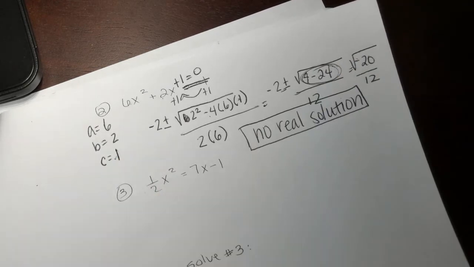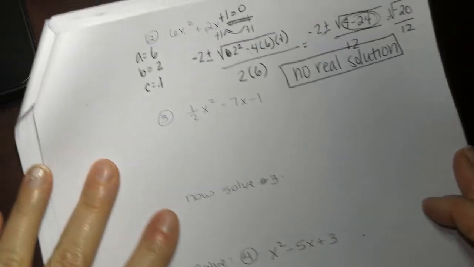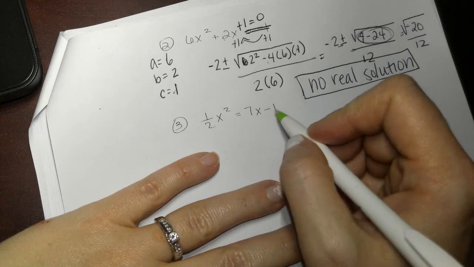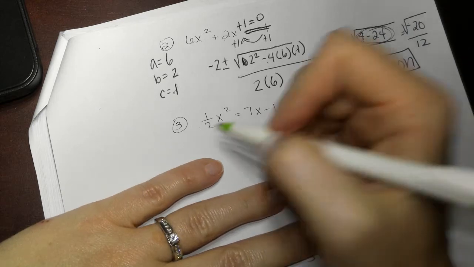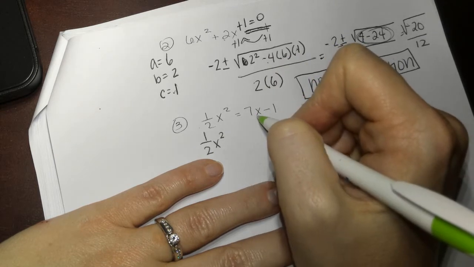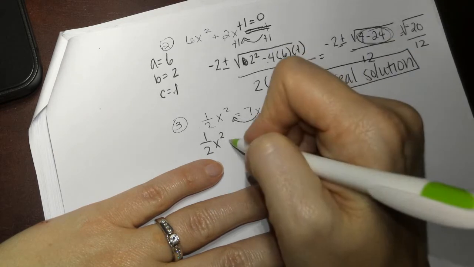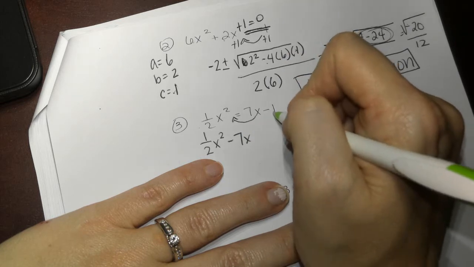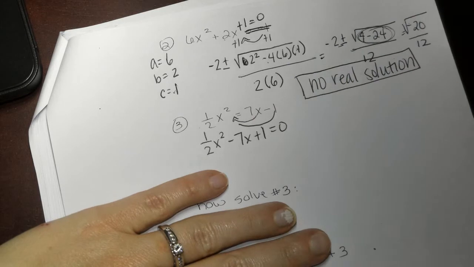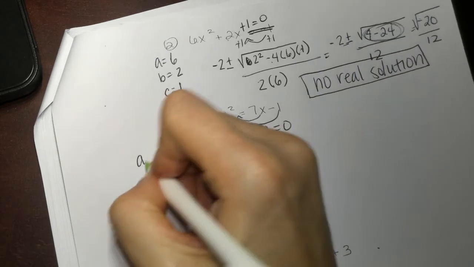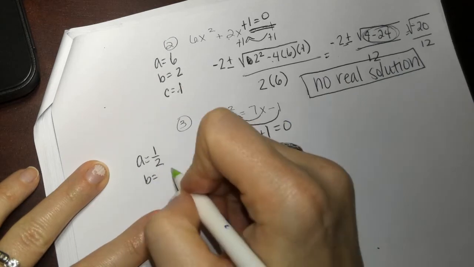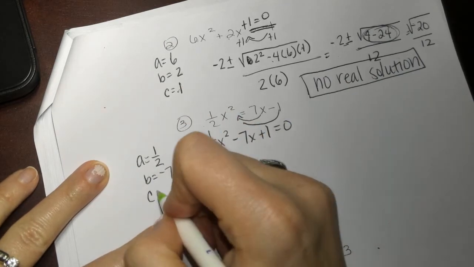Okay. Number 3. Ooh, we get a fraction. And we don't have everything on the side of this equal sign. So let's rewrite this. 1/2 x squared. We're going to move the 7x over and subtract that, and then move the 1 over and add that because it was negative. Equals 0. So now let's write down a. Our a is 1/2. Our b is negative 7. And our c is 1.